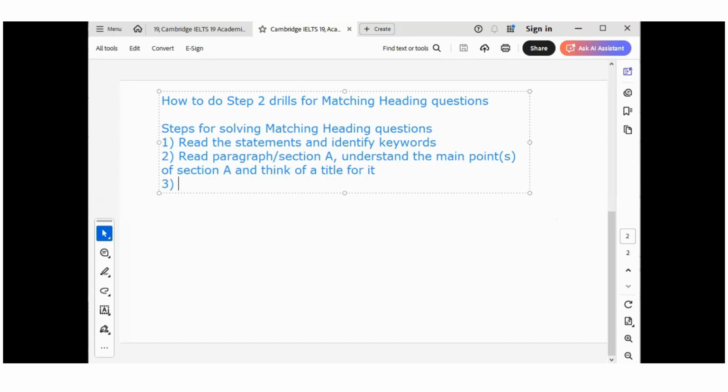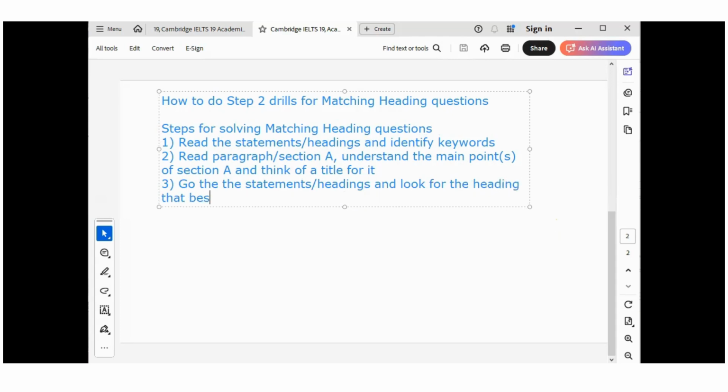Then the third step is now what? Go to the statements or headings. We can also call those statements, we can also call them headings. Go to the headings and look for the heading that best matches with the title that you came up with in step 2. Okay, this step 2 where I said read paragraph A or section A, understand the main point and think of a title for it. That's what I'm referring to.